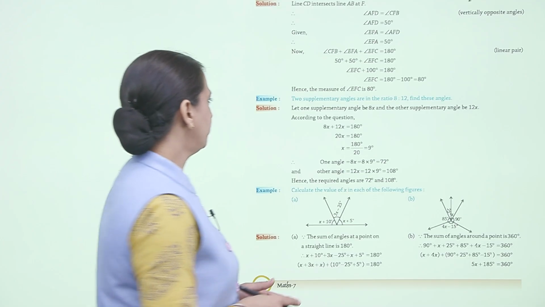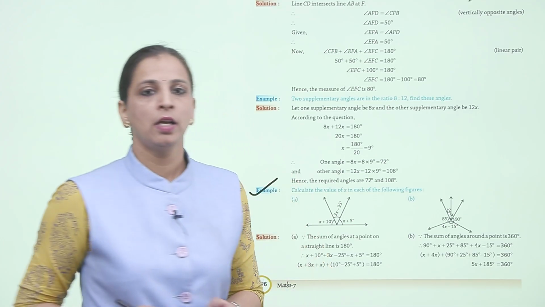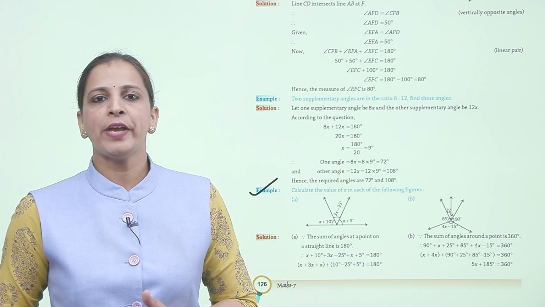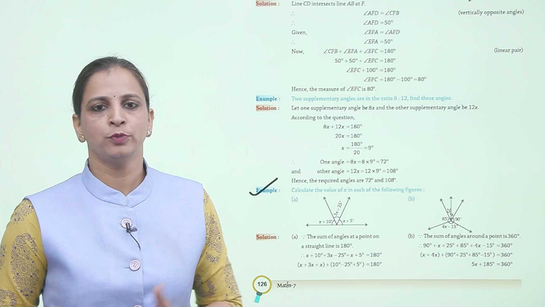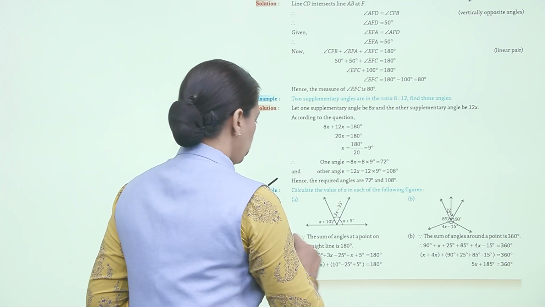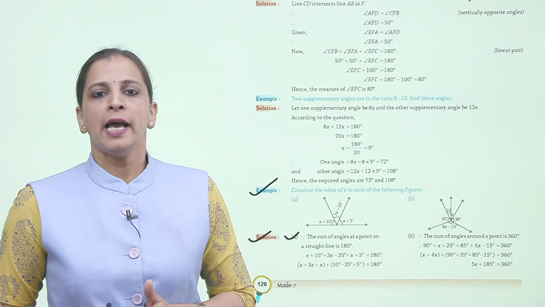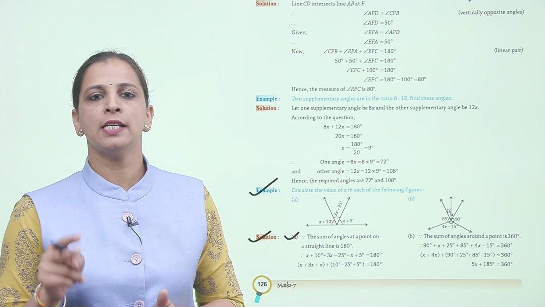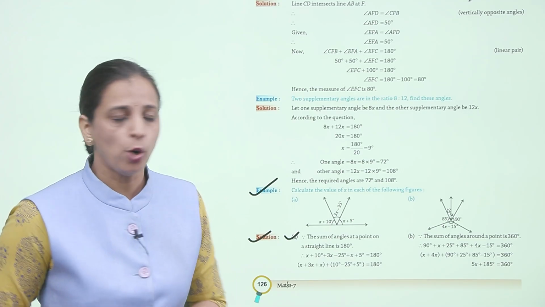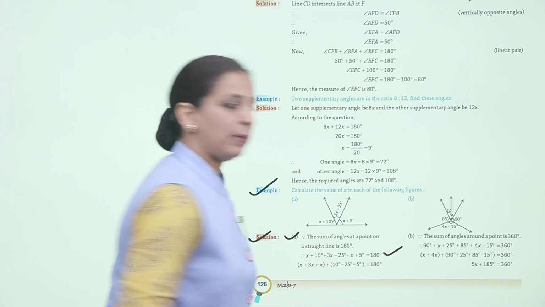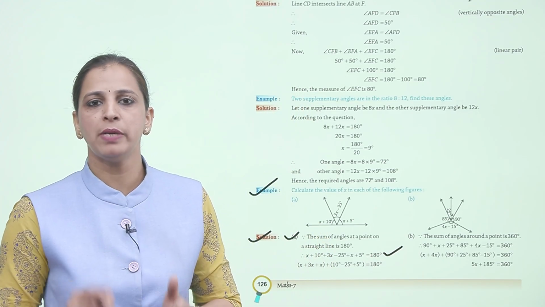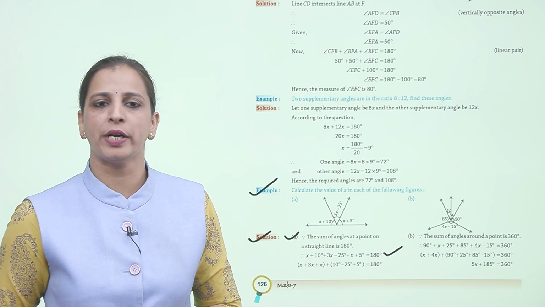Now next example. Calculate the value of x in each of the following figures. तो फर्स्ट वाला करते हैं. सॉल्यूशन A पार्ट. सारा मिलकर क्या बन रहा है? The sum of angles at a point on a straight line is 180 degrees. So x plus 10 degrees plus 3x minus 25 degrees plus x plus 5 degrees is equal to 180 degrees.